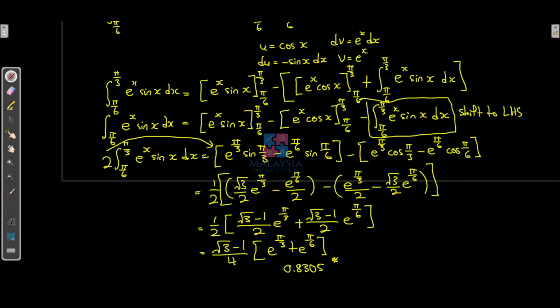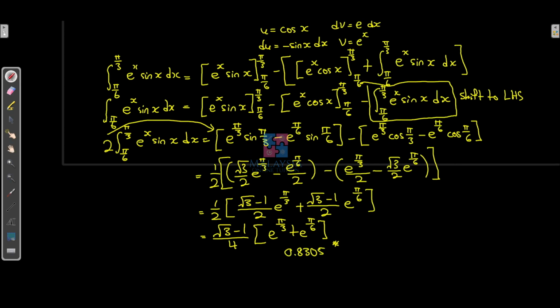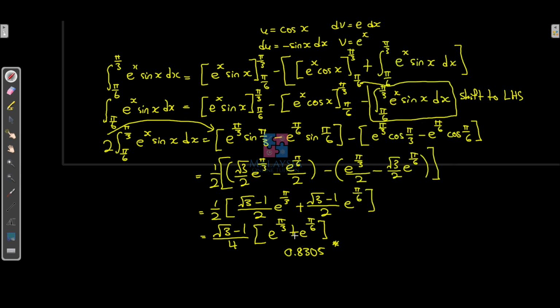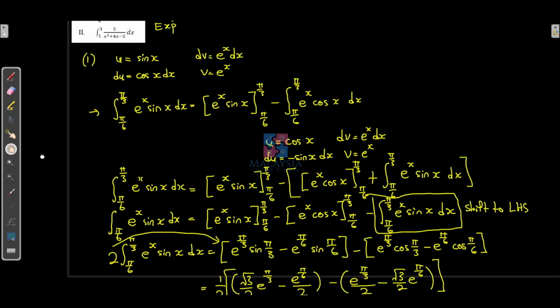And then let's check the answer from the calculator, meaning the integration from the calculator. Okay, so integration e^x, okay, make sure your calculator is in radian mode, okay? e^x and then sine x from pi over 6 until pi over 3. So we get the same answer, 0.8305. Okay, so we can say that this is going to be the final answer in exact value form. So that's all for the first part of question number 1.